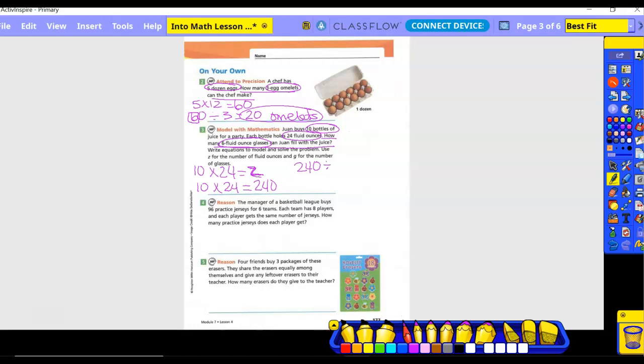And then how much can he put into each cup? 6. 240 divided by 6 equals G, for the glasses. Okay? So I'm going to take 240 divided by 6. What can I do? Put 24 in a box, and I get what? 4 with a 0. So 40 glasses.